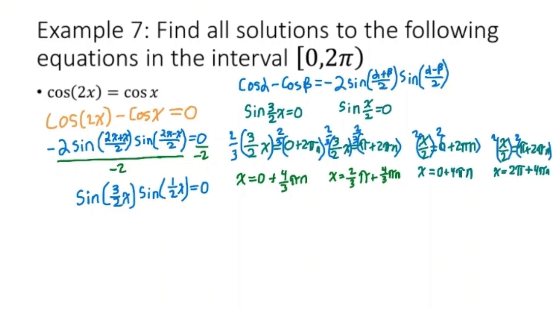Now from there, we would have to figure out what our solutions are specifically between the interval 0 and 2 pi. Clearly, n cannot be negative. Otherwise, in all four families, we'll wind up with negative solutions, which are outside of our interval.